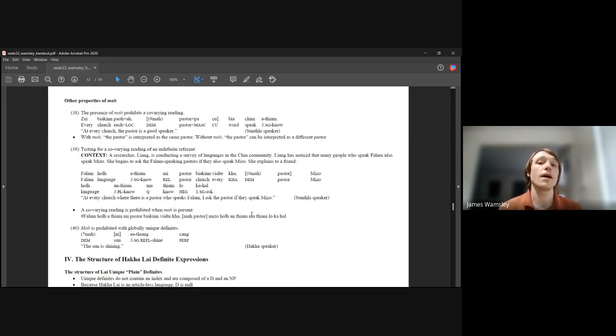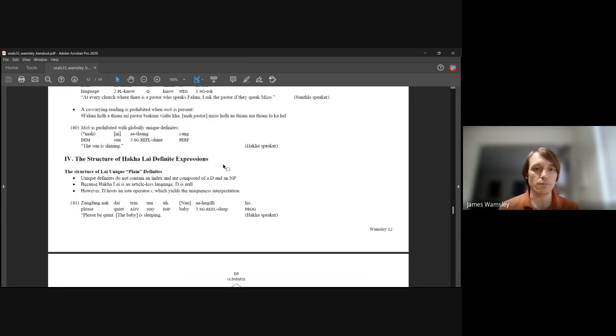And notably, ma prohibits covariant readings, which again is part of indexed or anaphoric definites. So when we have a sentence like, at every church, the pastor is a good speaker, if ma is present, then the pastor is interpreted as the same pastor going to different churches, being a good speaker. Without ma, the pastor can be interpreted as different pastors at different churches.